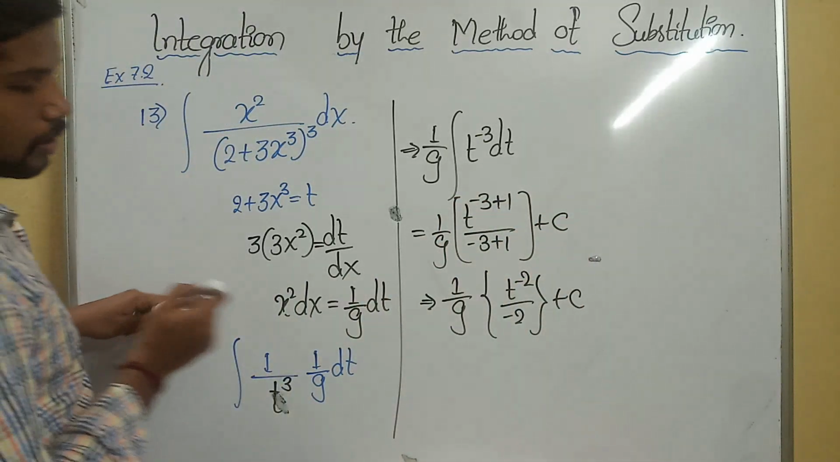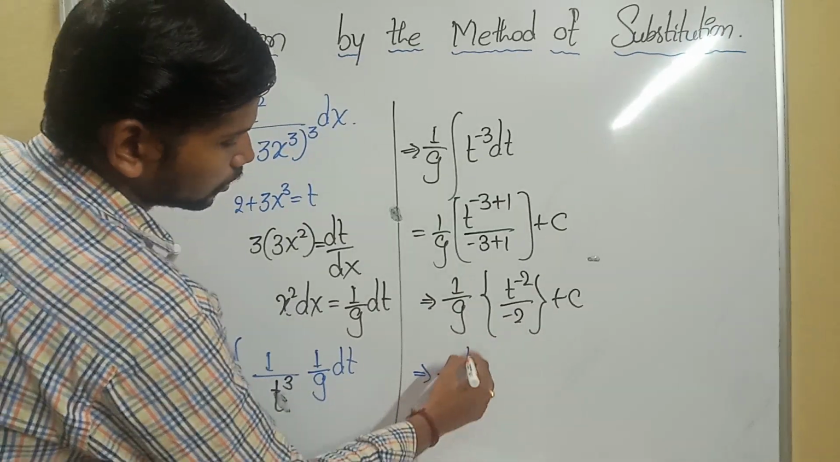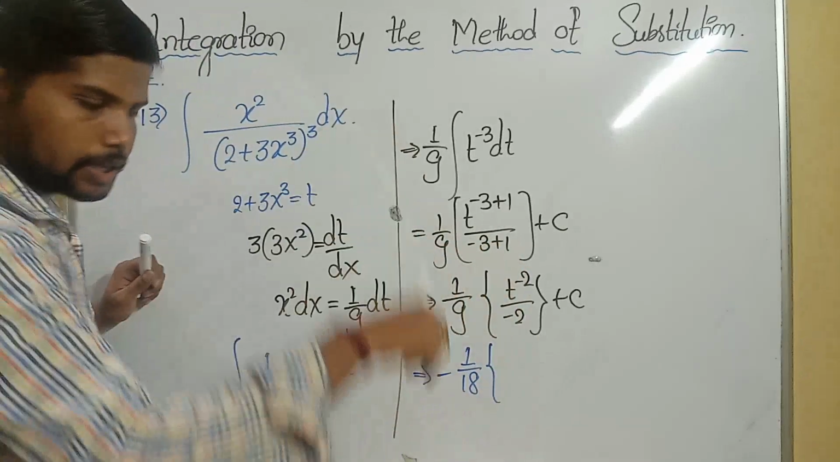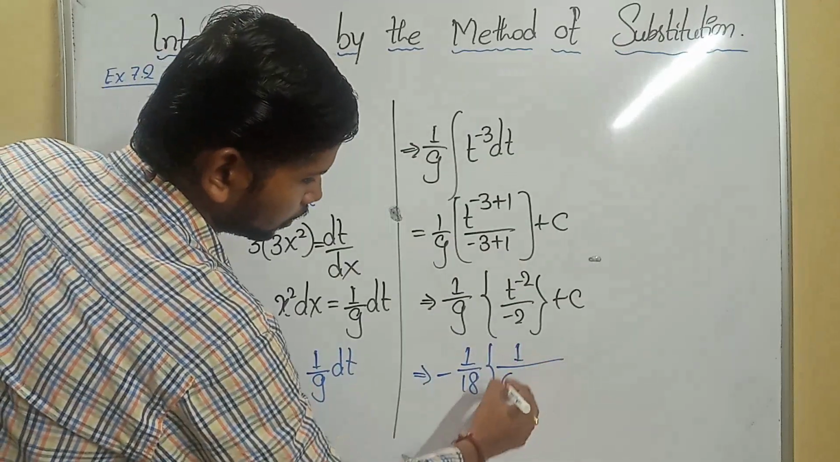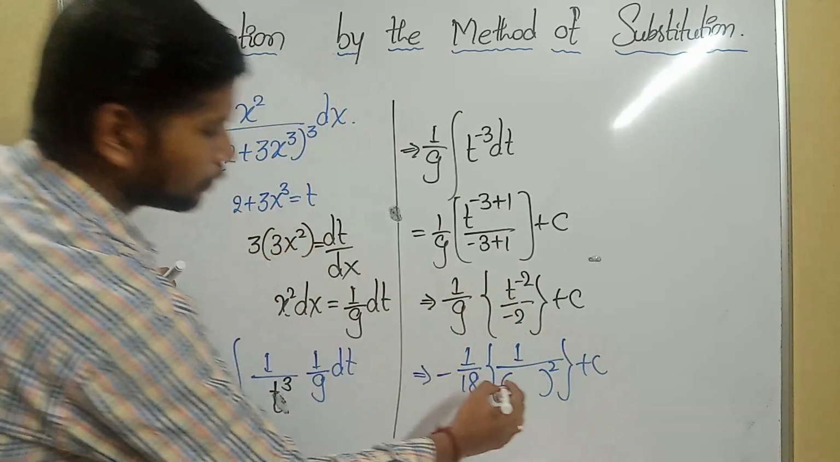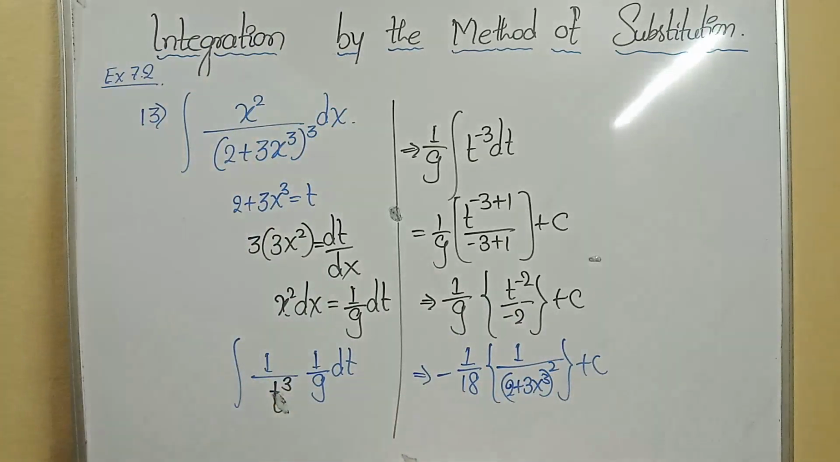What about the final answer? It is 2 into 9, which is 18, so it is 1 divided by 18. Taking t to the power minus 2 to the denominator, it is 1 divided by t to the power 2, plus c. What about the t value? The t value is 2 plus 3x cube, which is the required result.